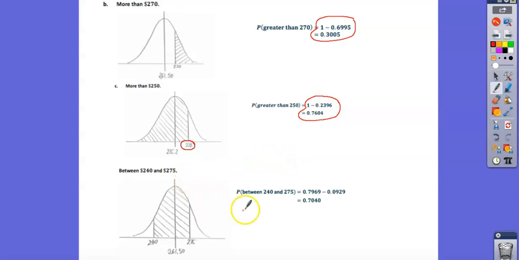Okay, on this one, again, you're looking at everything to the left of 275. You get that probability. Everything to the left of 240. You subtract them to get the area in between.